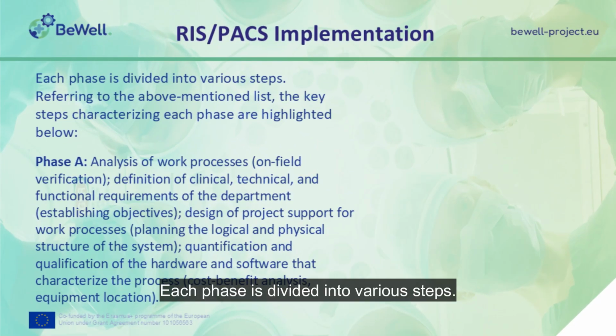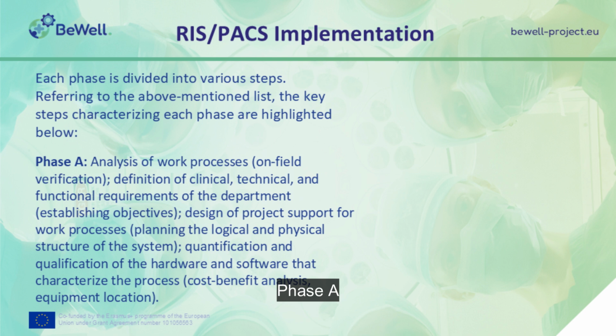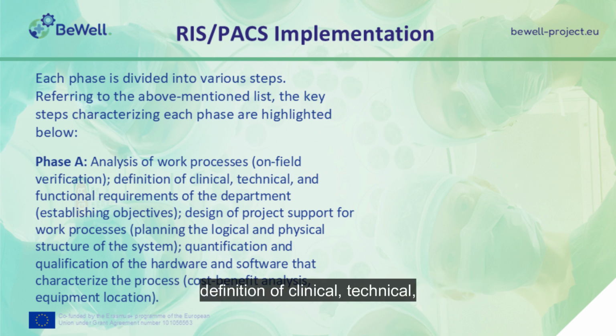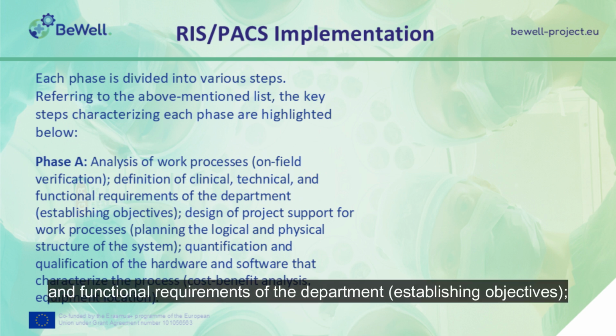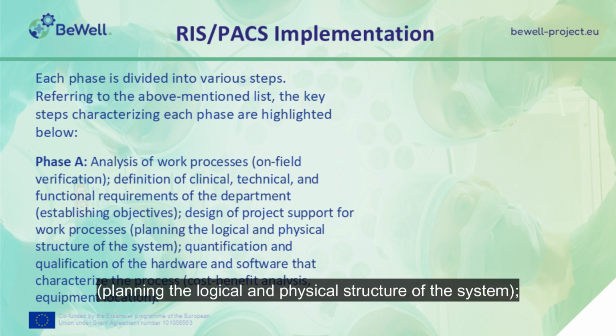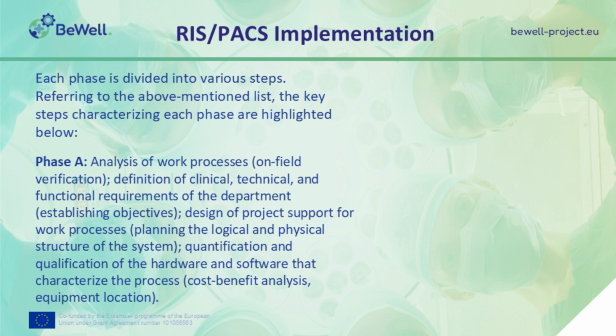Each phase is divided into various steps. Referring to the above-mentioned list, the key steps characterizing each phase are highlighted below. Phase A. Analysis of work processes, on-field verification. Definition of clinical, technical, and functional requirements of the department, establishing objectives. Design of project support for work processes, planning the logical and physical structure of the system. Quantification and qualification of the hardware and software that characterize the process, cost-benefit analysis, equipment location.